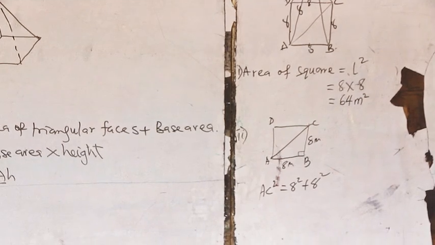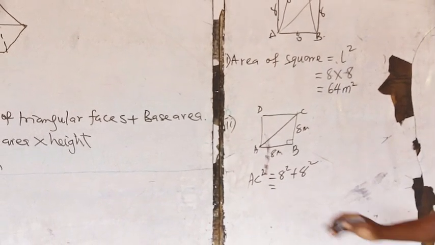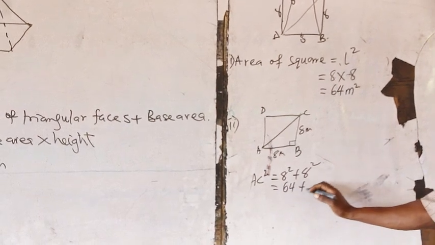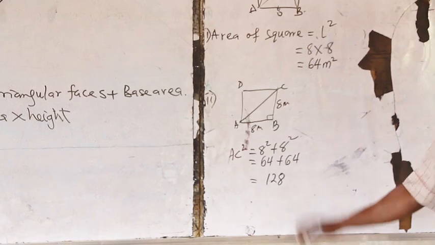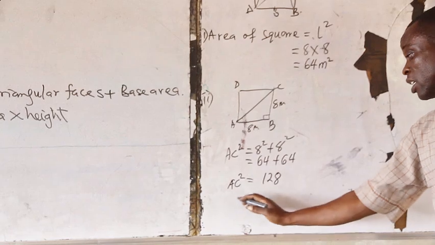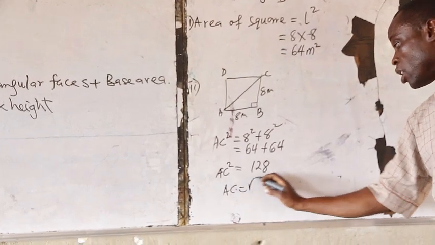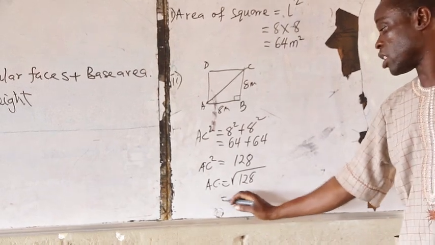Are you with me now? Yes. So 8 squared is not 16 but 8 times 8, which is what? 64. Likewise, the second one is 64, and the sum is 128. So AC squared is 128. Then we can now take the square root of this. What is the square root of 128?